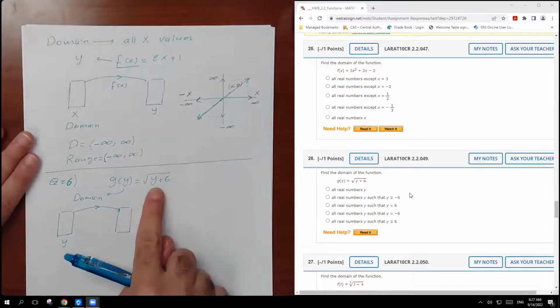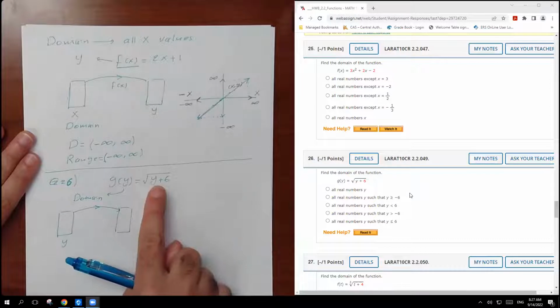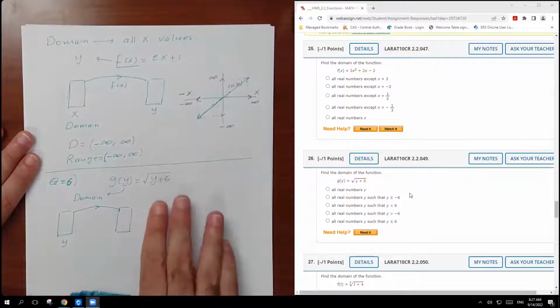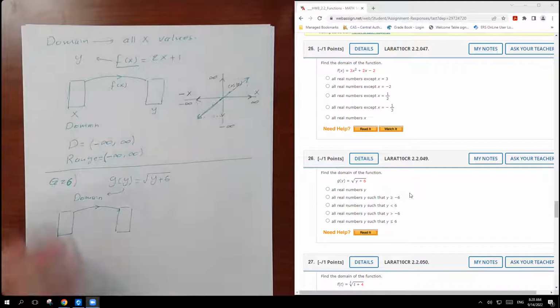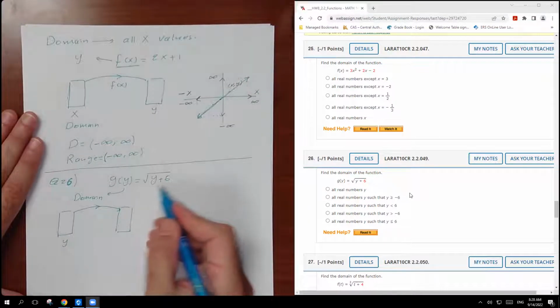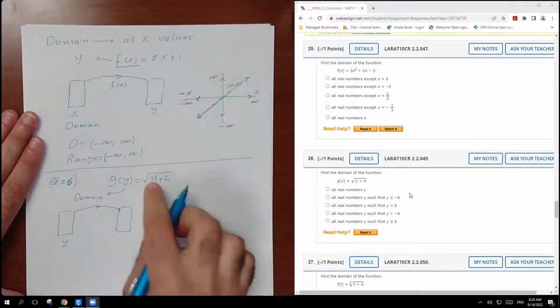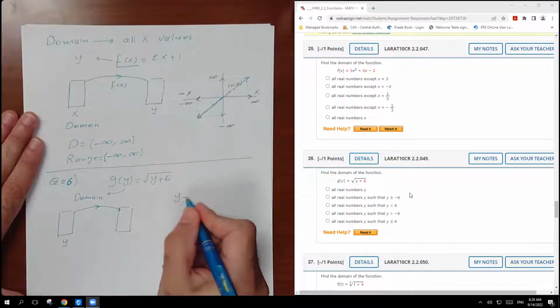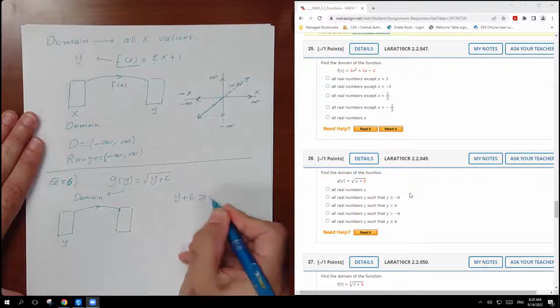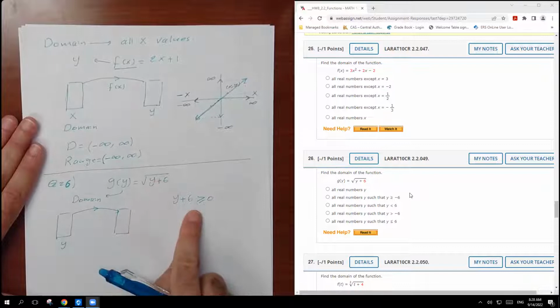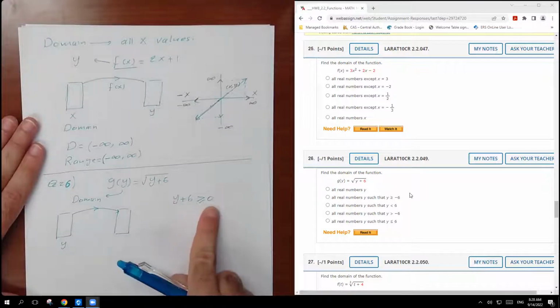But in this case, when you have square root of this one, how are we going to find the domain without a graphing? To find the domain in this case, when you have square root, I'm just going to say, take everything under the root greater than or equal to 0. Always you're going to use exactly the same thing. What do you have under the root? Put it greater than or equal to 0.